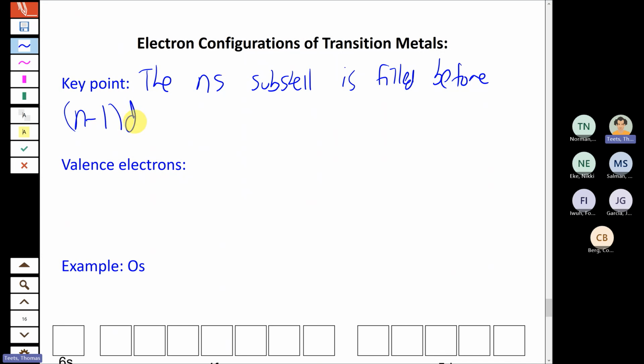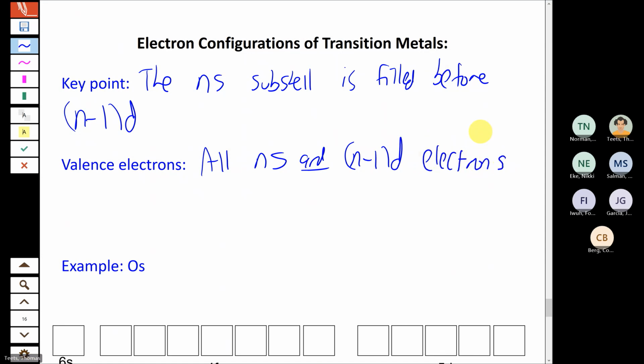The row below that, we would fill 5s and then 4d, or 6s and then 5d. So we have to make sure that we remember that when we're doing these configurations. That's a little bit different than we see for the main group metals, where the last electrons that we put in all have the same n value. And when we're counting valence electrons for the transition metals, all of those outermost s electrons and all of the outermost d electrons are going to be counted as valence electrons.